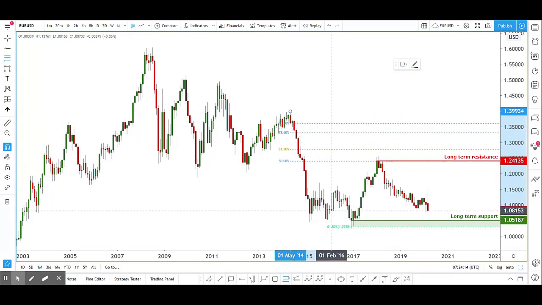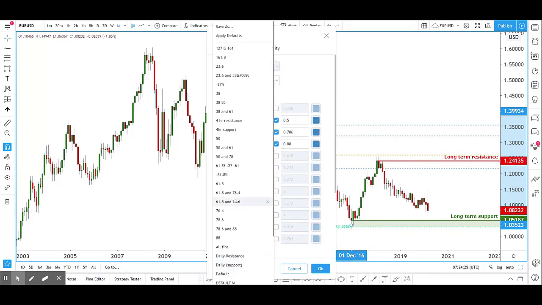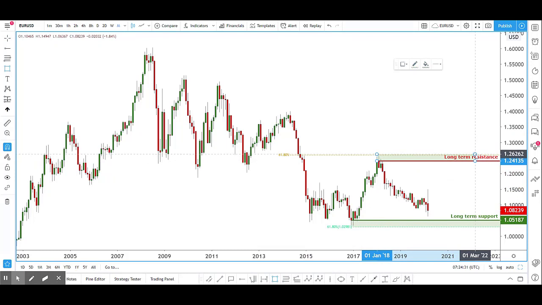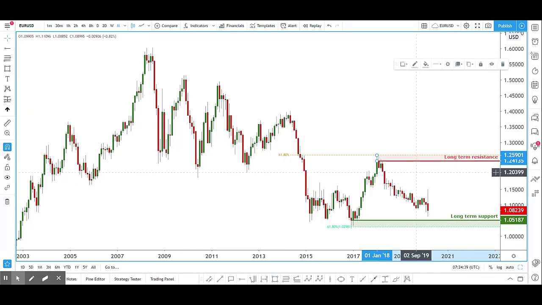Take a retracement from this swing high to this swing low here, and we see that the long-term resistance is actually quite close to the 61.8 level. So let me just highlight the 61.8 and also highlight this zone here. Now that we have found our long-term support and long-term resistance, let's go down to the weekly.